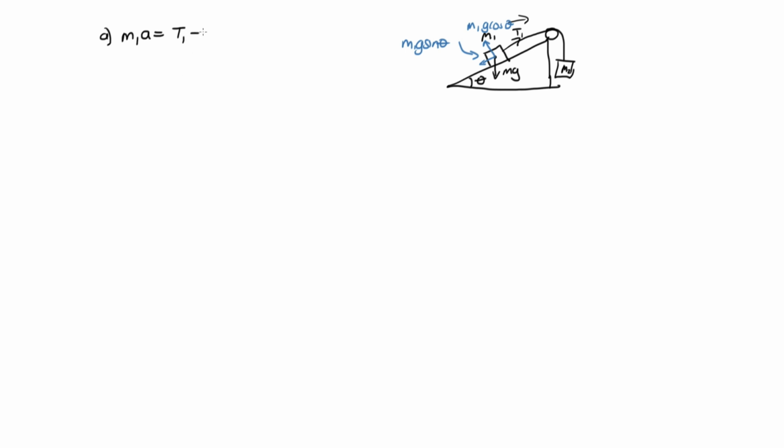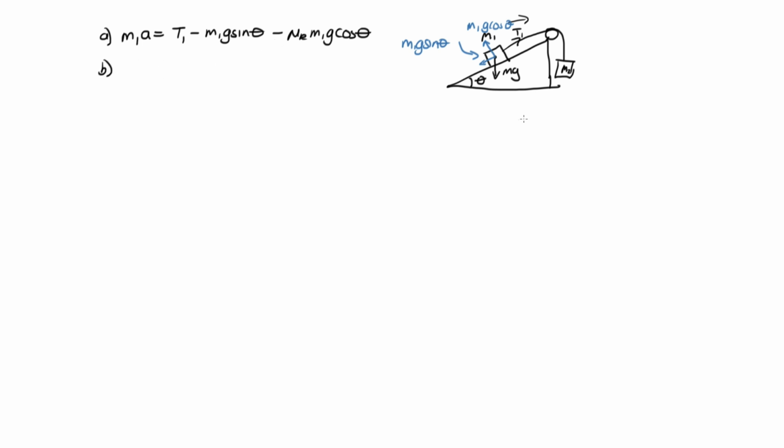So we've got m1g sine theta pulling it down the slope, and then this reaction force results in the friction, so we've got minus mu k m1g cos theta, which is also pulling it down the slope, opposing its motion up the slope. Okay, so that's our answer to part A.